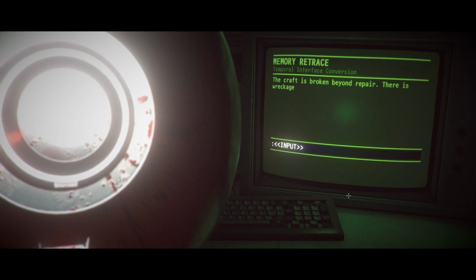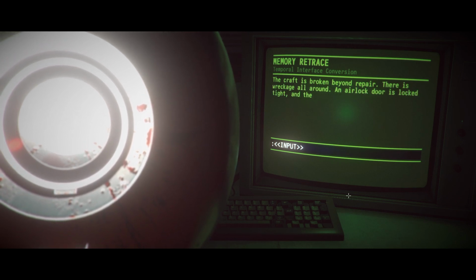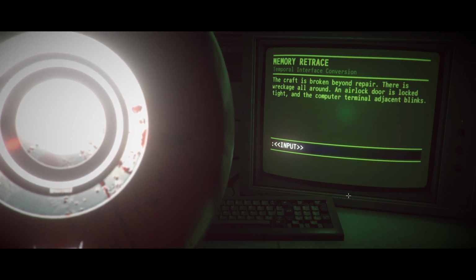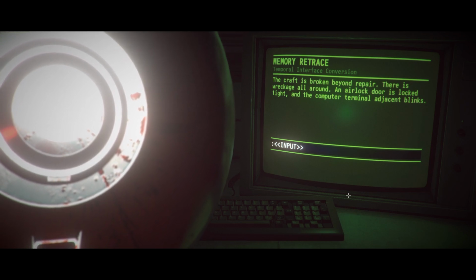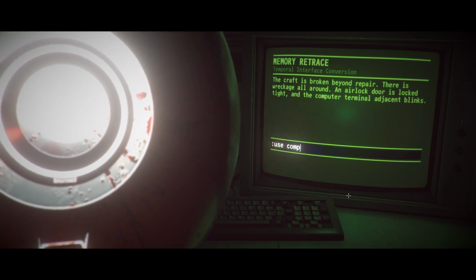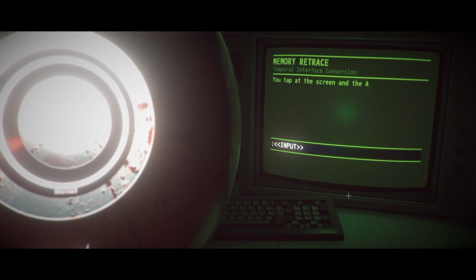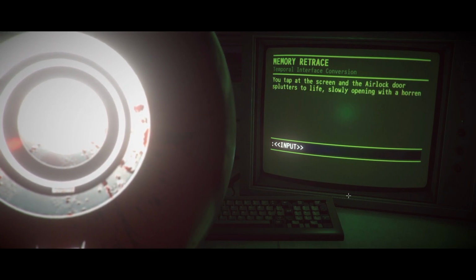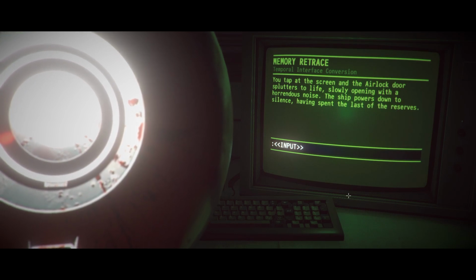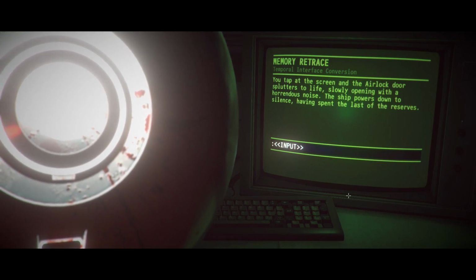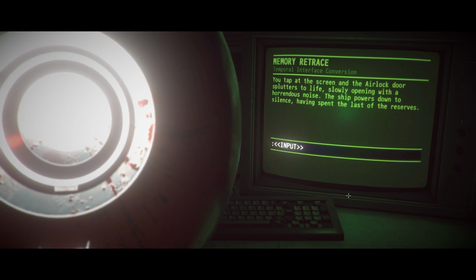The craft is broken beyond repair. There is wreckage all around. An airlock door is locked tight. The computer terminal adjacent blinks. You tap at the screen, and the airlock door sputters to life, slowly opening with its horrendous noise. The ship powers down to silence, having spent the last of its reserves.